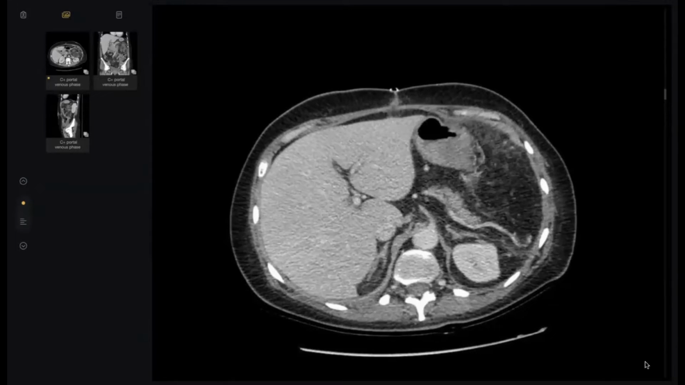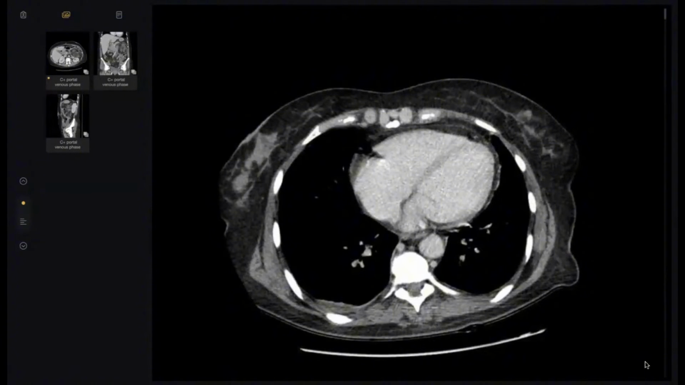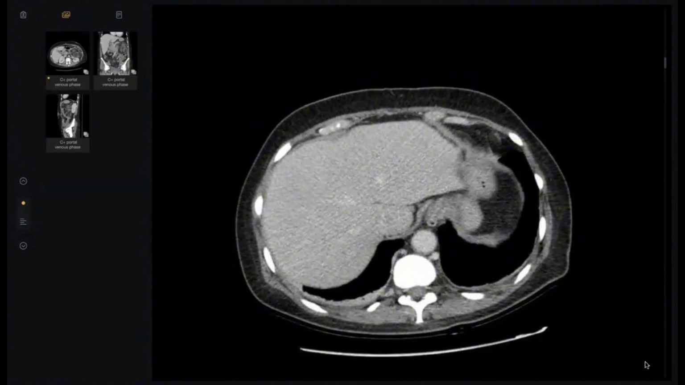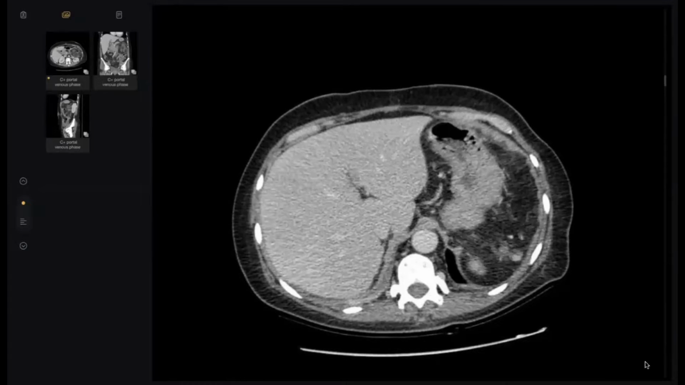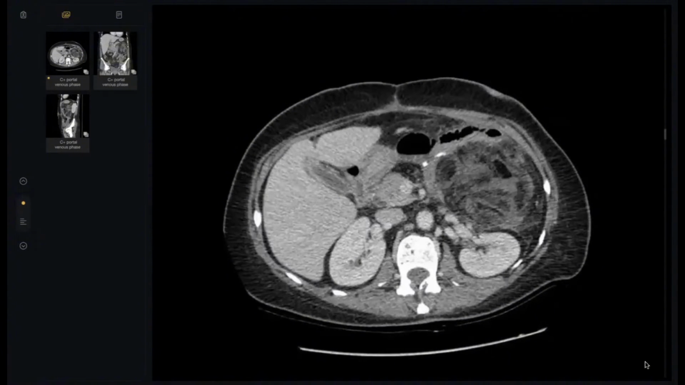Go on, doctor. This patient is a 50-year-old female complaining of abdominal pain. I am presented with a CT abdomen with contrast, axial cuts for a female patient. Doctor, your voice is very muffled. Can you hear me now? Yes. Okay, this is axial cuts for CT abdomen with contrast for a female patient presented with abdominal pain.